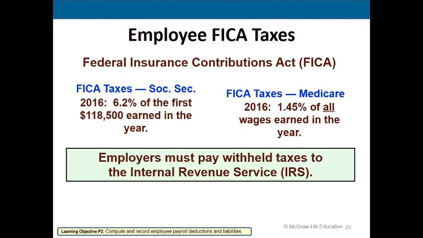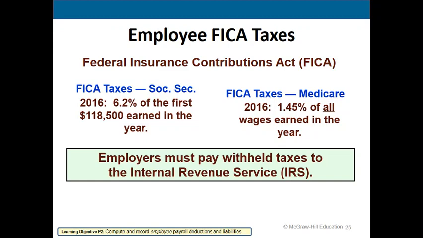Well, what are FICA taxes? Well, FICA taxes are actually two components. You have your Social Security portion of FICA taxes, and that is 6.2% of the first, it says 118,500, that's for 2016. That's been bumped up to 127,000 for 2017, but we'll go with the 2016 numbers here, which is just fine. You know, we don't have to use 2017 numbers.